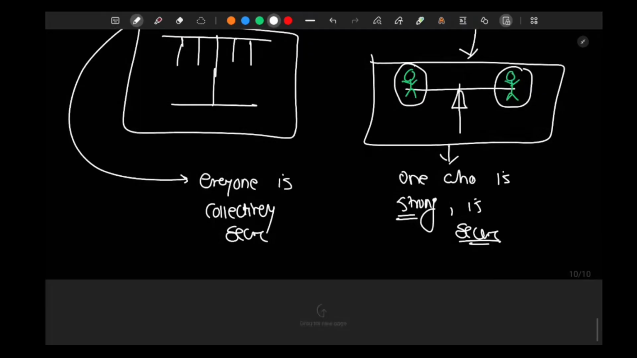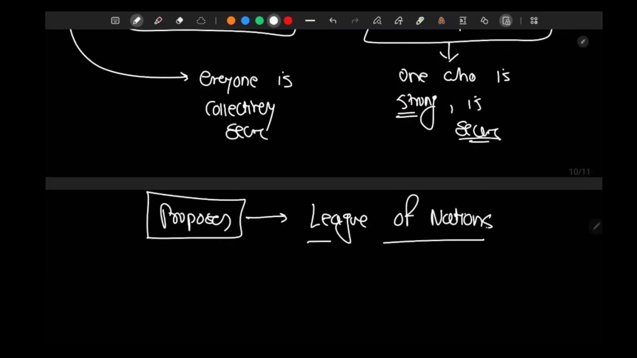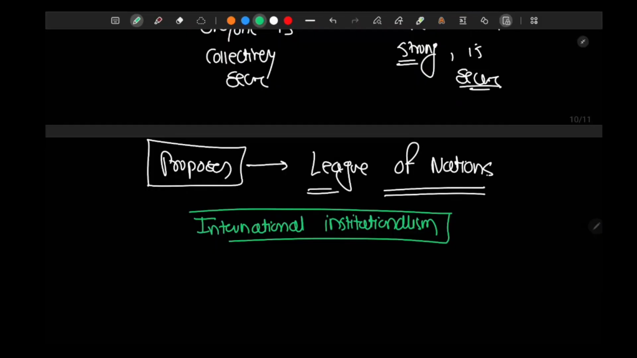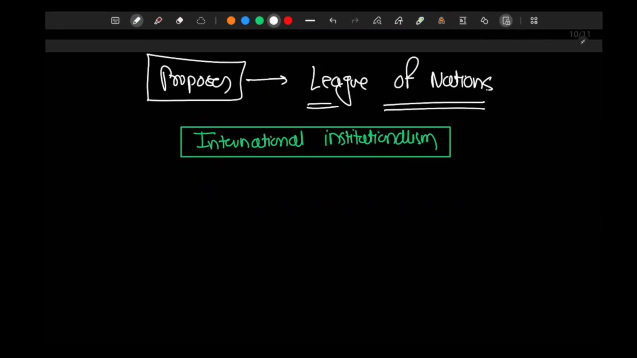And for collective security, he proposes this institution of League of Nations, right? It is like the UN. It was a precursor organization to the UN. That is why the first principle is international institutionalism, right? That there should exist an institution which handles affairs of states, which provides security to states. They don't have to increase their powers.